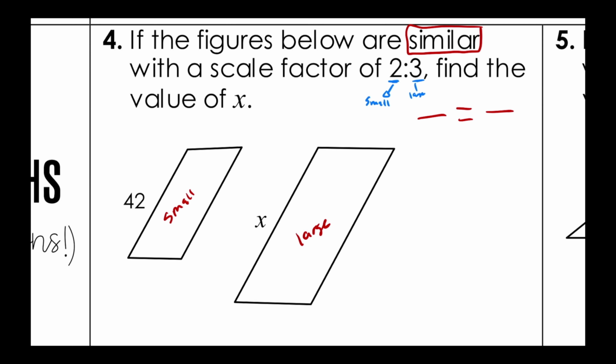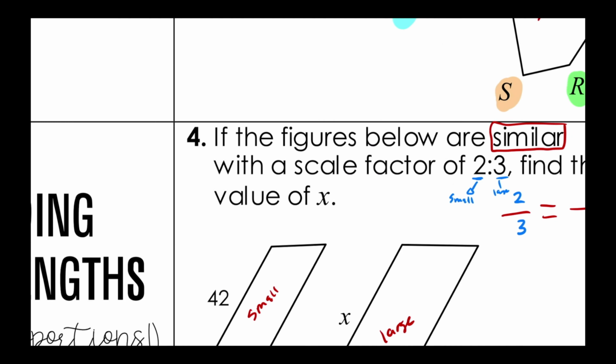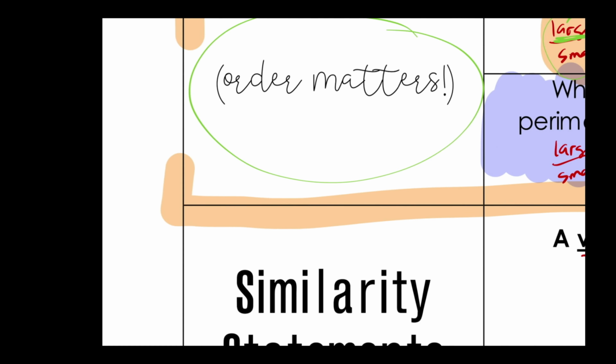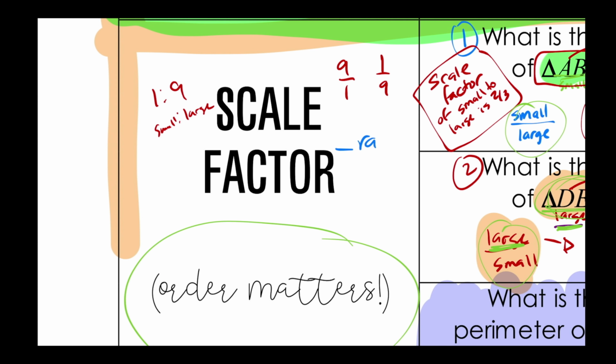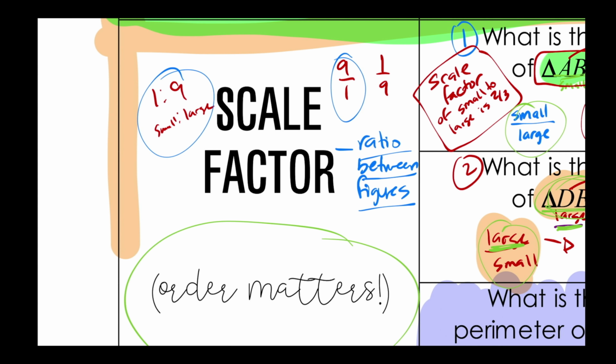So guess what? That's one of my ratios, 2 to 3. My scale factor is 2/3, 2 to 3. That means that's the ratio. Remember, your scale factor is the ratio between the figures. That's what scale factor is. Go back over here. Scale factor is the ratio. It's the ratio between figures. That's what the scale factor is. It's just your ratio between the figures. Right, like my Michael Jordan example, 1 to 9 or 9 to 1.